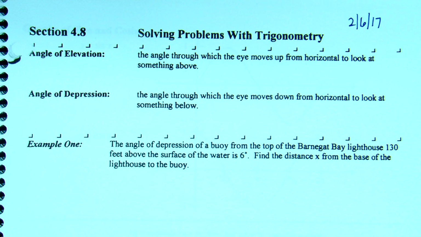The angle of depression of a buoy from the top of Barnegat Bay Lighthouse, 130 feet above the surface of the water, is 6 degrees. Find the distance x from the base of the lighthouse to the buoy. Let's draw a picture.